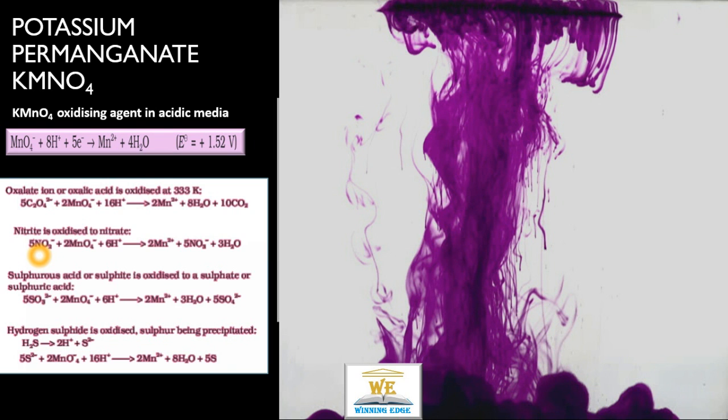Next is sulfide oxidation to sulfur. Again, this transaction happens. Sulfide loses 2 moles of electrons, so every mole of potassium permanganate will oxidize 2.5 moles of sulfide to sulfur, or 2 moles of potassium permanganate will oxidize 5 moles of sulfide. Sulfide got oxidized to sulfur.